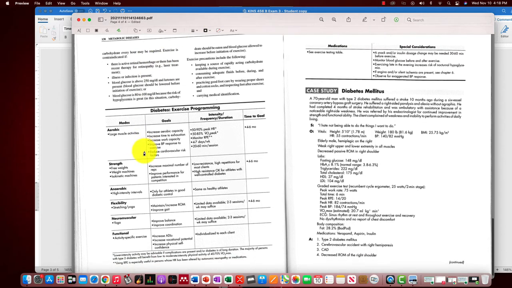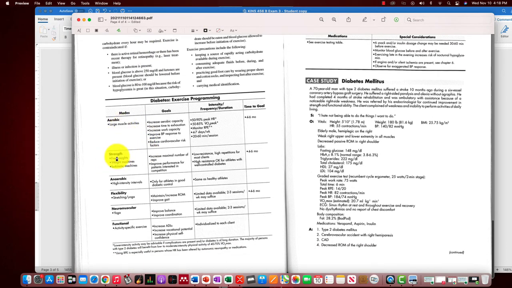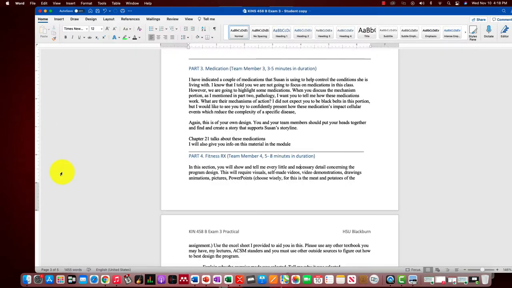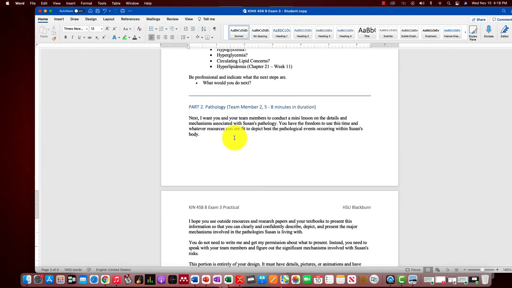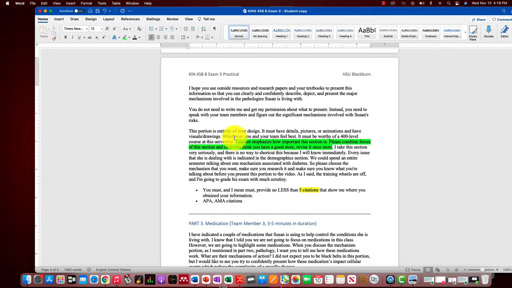Are you going to do aerobic? Are you going to do strength? Are you going to do a combination of the two? Are you going to do any anaerobic training? Again, think of her goals. What are her goals? She wants to do a 5K walk, okay?